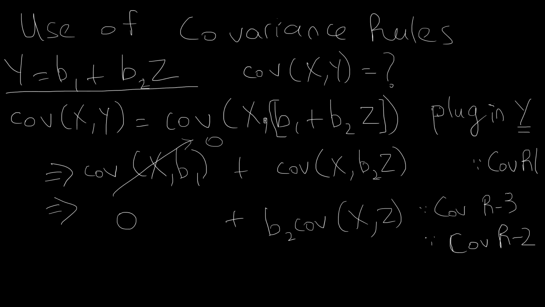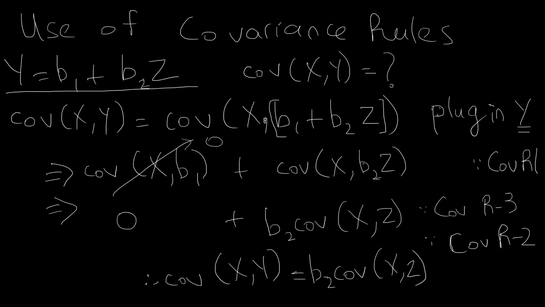So now we're left with, so this is 0, right? So we can just drop this, and therefore the covariance between x and y is simply going to equal b2 times the covariance of x with z. And that is our answer. And we're done. Or we're not proving anything. So this is our answer.